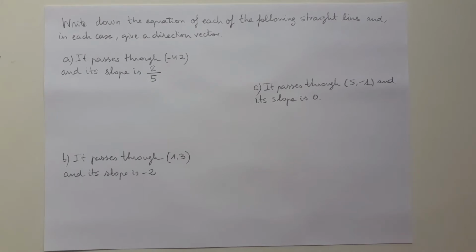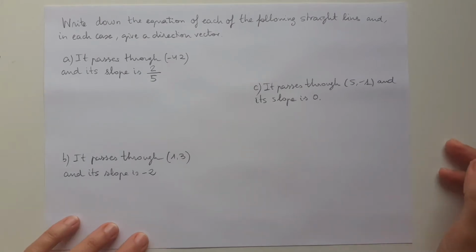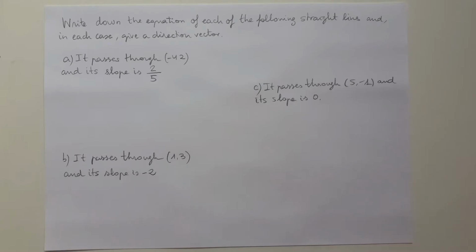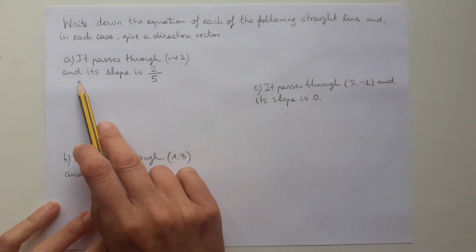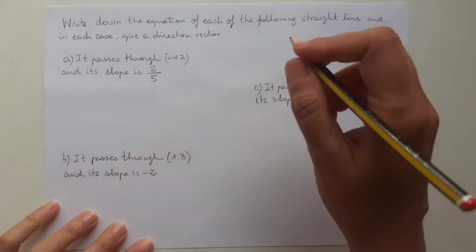Let's solve this problem. Write down the equation of each of the following straight lines and in each case give a direction vector. First part, it passes through this point and its slope is 2/5.